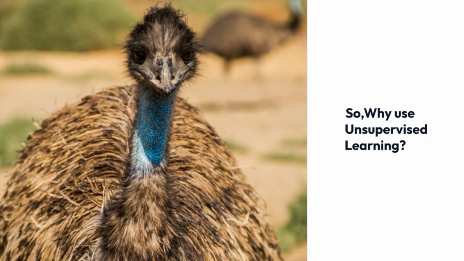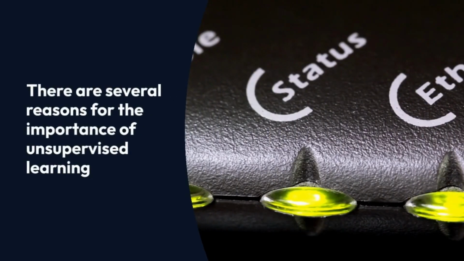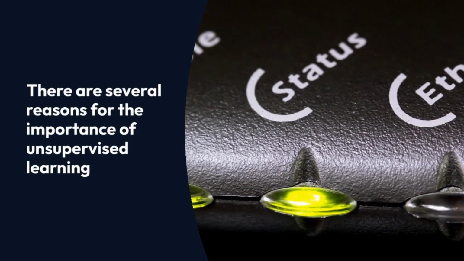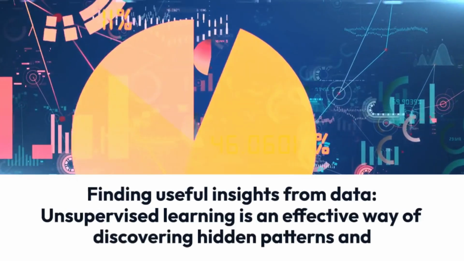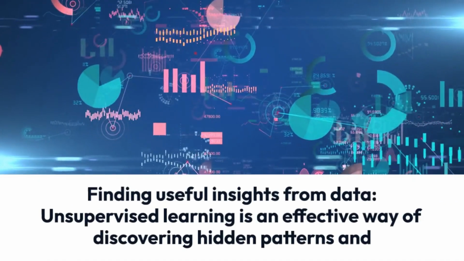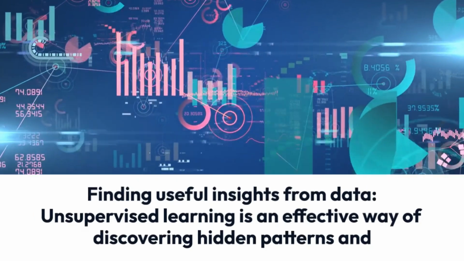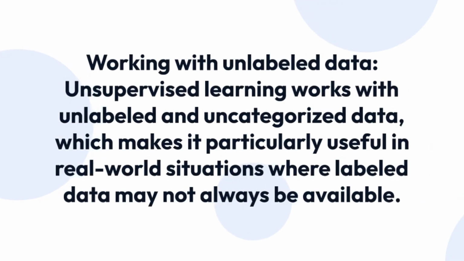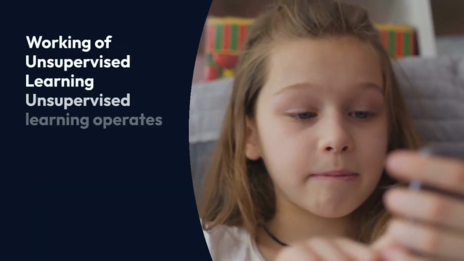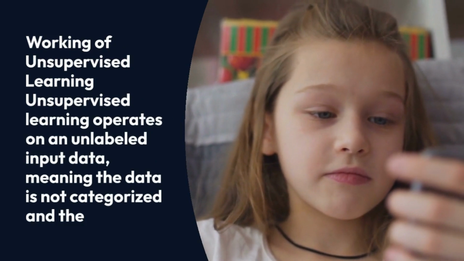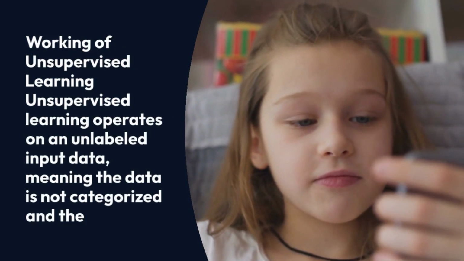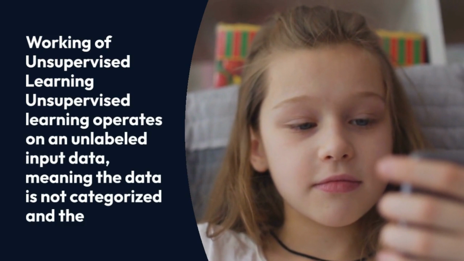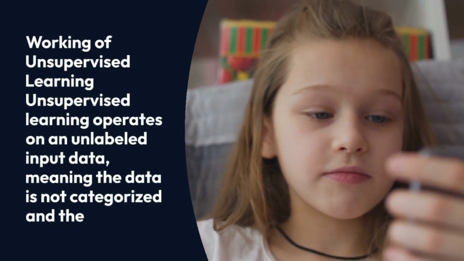So why use unsupervised learning? There are several reasons for the importance of unsupervised learning. Finding useful insights from data: unsupervised learning is an effective way of discovering hidden patterns and relationships in data. Closer to real AI: unsupervised learning is similar to how a human learns through experiences, making it closer to real artificial intelligence. Working with unlabeled data: unsupervised learning works with unlabeled and uncategorized data, which makes it particularly useful in real-world situations where labeled data may not always be available.